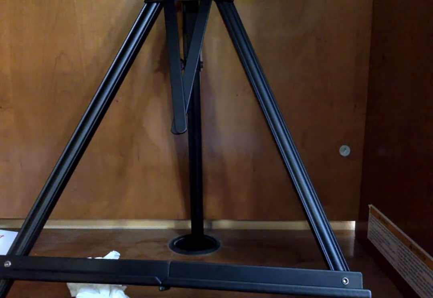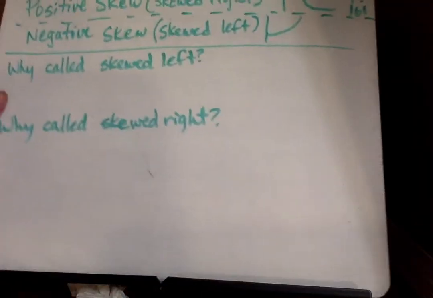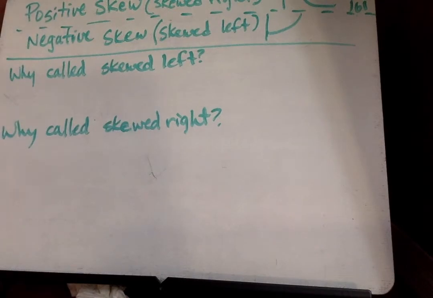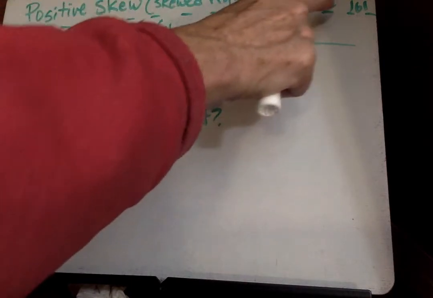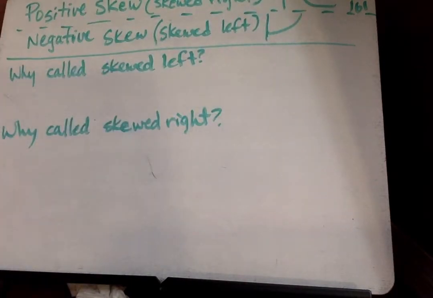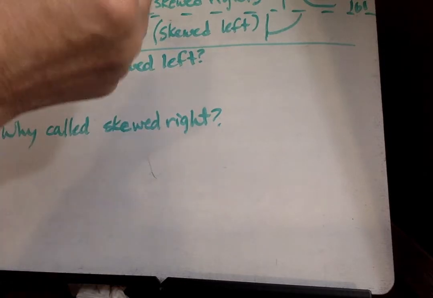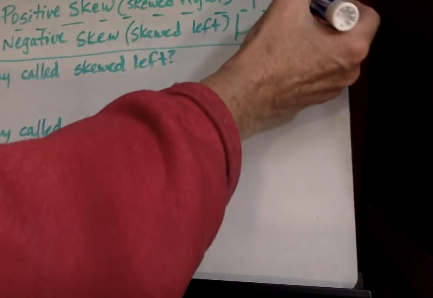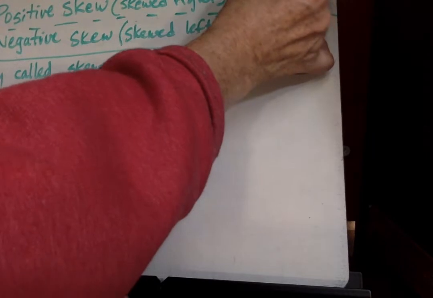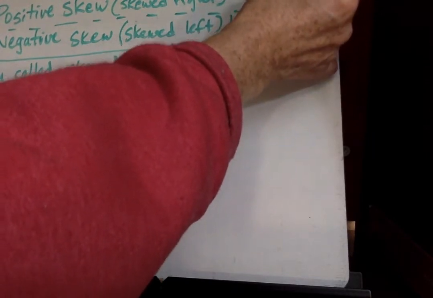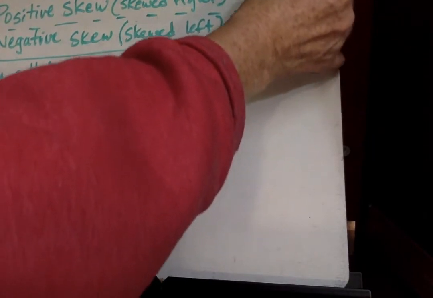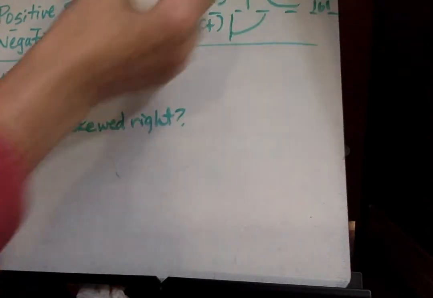Okay, the next one on page 161, we're going to go over positive skew and negative skew. Positive skewed means skewed right, and that's what the data looks like. It just means fewer observations on the right. In a distribution with positive skew, the mean is greater than the median. So for positive skew or skewed right, you want to put the mean is greater than the median. Okay, circle that on your paper.